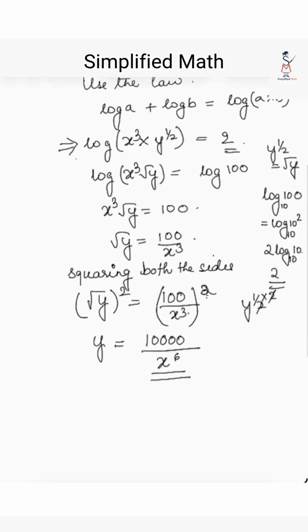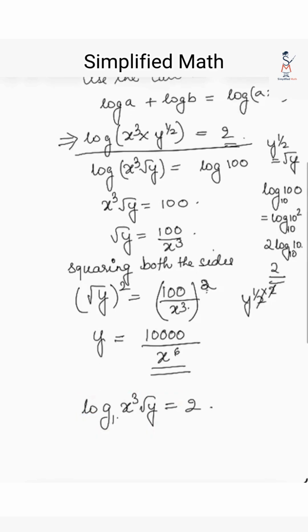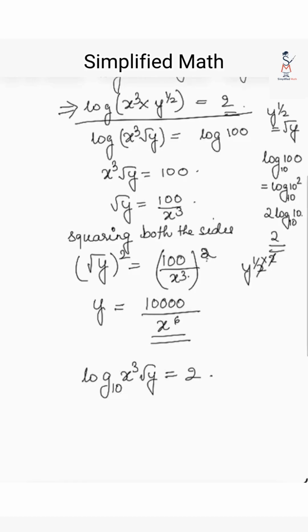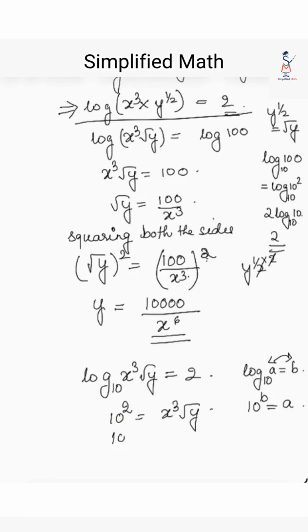Now from here I'll show you the other way, that is log x cube root y is equal to 2. So you can change, this has no base means 10, you can change it into exponential form. How do we change it into exponential form? If it is log a to the base 10 is equal to b, what it becomes? 10 base stays the same and the log is changed with the answer. So it becomes 10 raised to the power b is equal to a. So this can become 10 raised to the power 2 is equal to x cube root y. That is 100 by x cube is equal to root y.